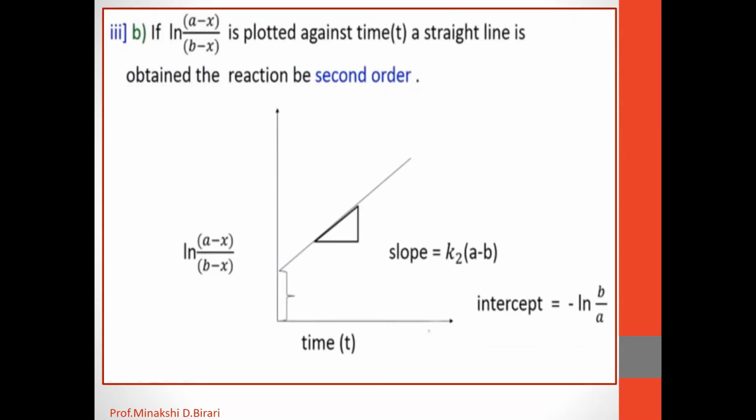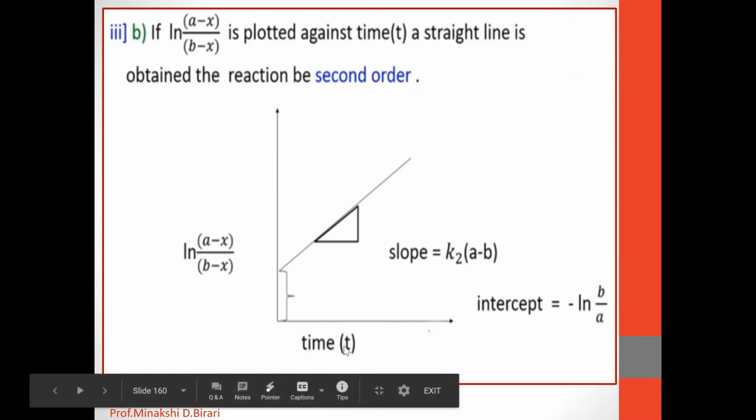Then the second one, a second order reaction with unequal initial concentration. For that we can plot the graph of ln[(a − x)/(b − x)] against time t. It is again a straight line with intercept. So slope is equal to k2(a − b). If we plot the graph of ln[(a − x)/(b − x)] versus time t, the intercept is equal to −ln(b/a).